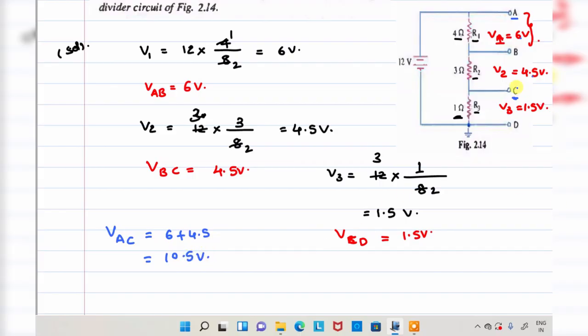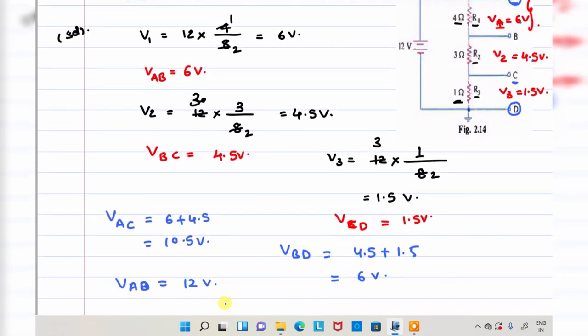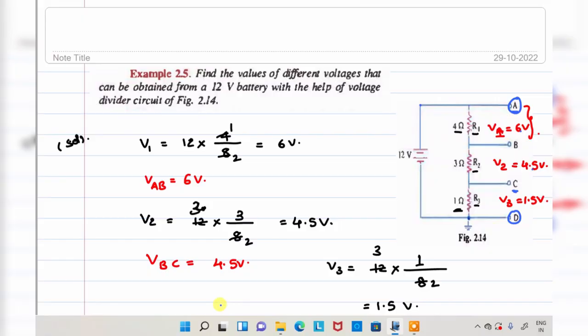If you want VBD, for example, what is the value? 4.5 plus 1.5, 6 volt. For example, you want VAD total. VAD is nothing but the total voltage applied here, 6 plus 4.5 plus 1.5, that is equal to, you can say directly, 12 volt. So this is the way you need to understand the circuit clearly, then you can answer any question in the examination. Okay.